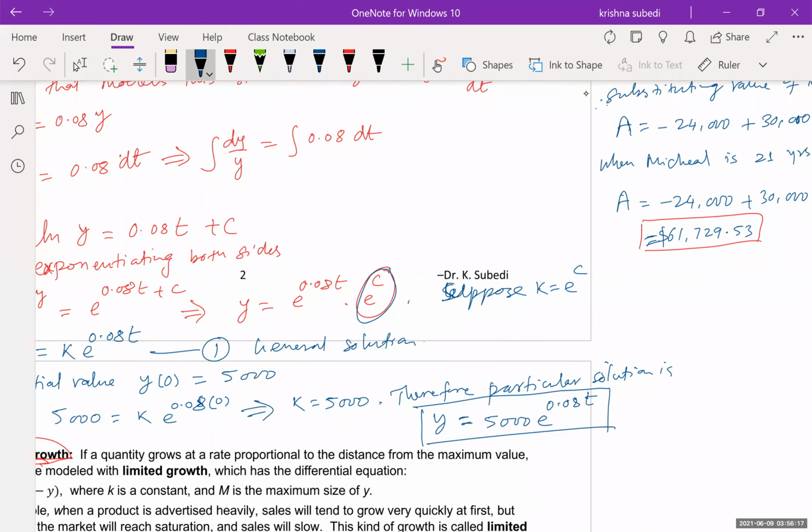Now, once we have the particular solution, if somebody asks you what is the population after 10 years, well, it's a pretty easy job now, right? You just substitute t equals 10 and calculate. If somebody asks you what is the population after 20 years, well, t equals 20. You can calculate that way. Okay, any questions so far?